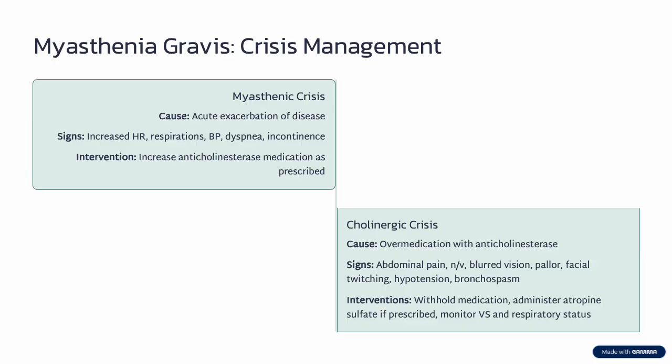But obviously, ABCs. If they're having any difficulty breathing, we're going to raise the head of the bed and do interventions for their breathing first. And then we would look at giving the medication, but airway first. And then we're going to get an order or give a dose that we have of the anticholinesterase medication as is prescribed.